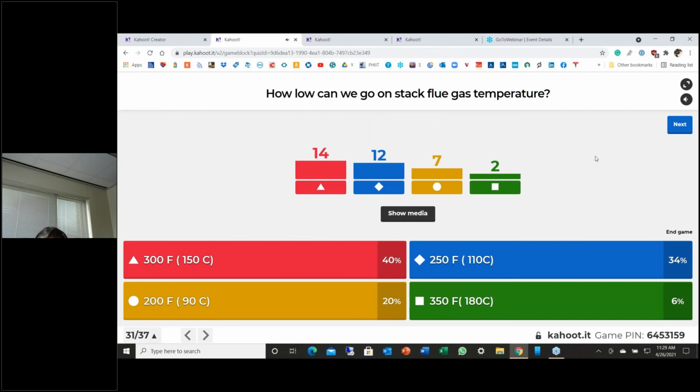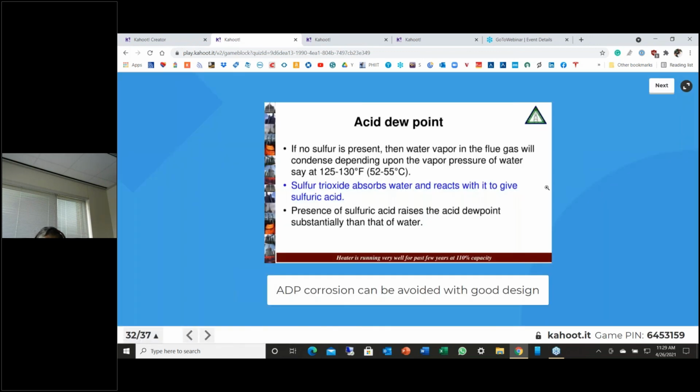All right, we have majority around 300 degrees. Some people have gone up to 250. Some people want to go to 200 degrees. Let's see if we can be successful, or 350. So we have a wide range.